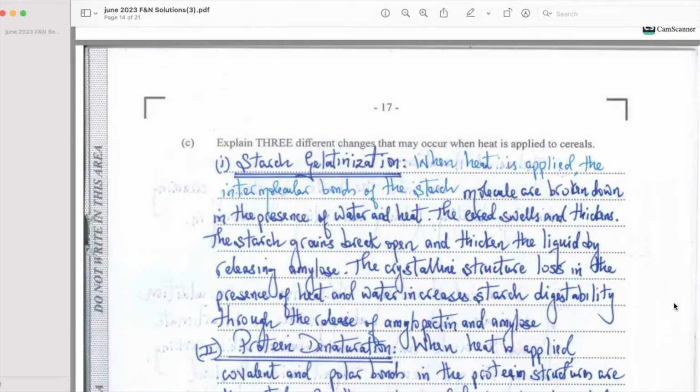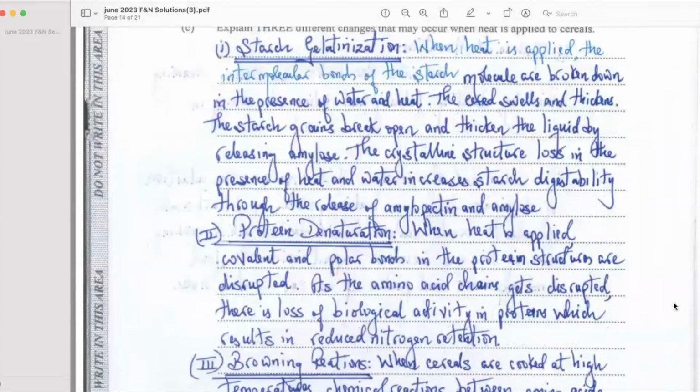For instance, if you have rice and your rice grain is small, and when you put it onto the heat and the fire, then it swells, then it gets larger, yeah? Molecules are broken down in the process of water and heat, yeah? The cereal swells, as I said, and thickens. If you put that point, then you don't need to go much further.